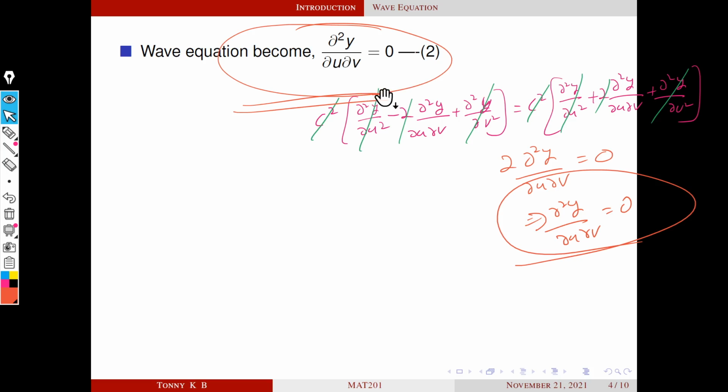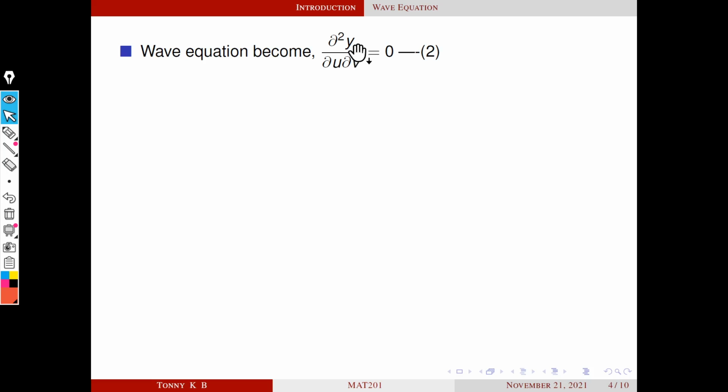How? To find y, we have to integrate this equation with respect to u and v. Okay, so first we are going to integrate this equation with respect to v. Then equation number 2 becomes ∂y/∂u is equal to f of u, because we integrate with respect to v. So our constant of integration is a function of u. Clear? Because if you differentiate with respect to v, this becomes 0. That's why our constant of integration is arbitrary, where f is an arbitrary function.